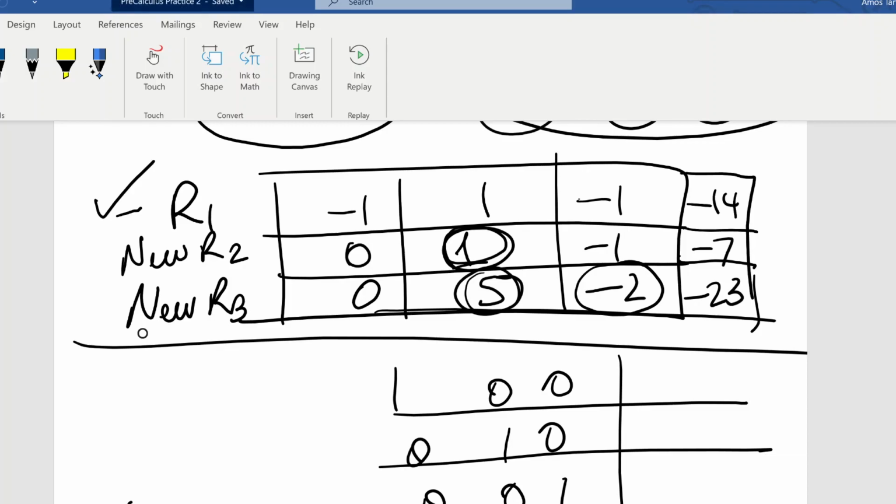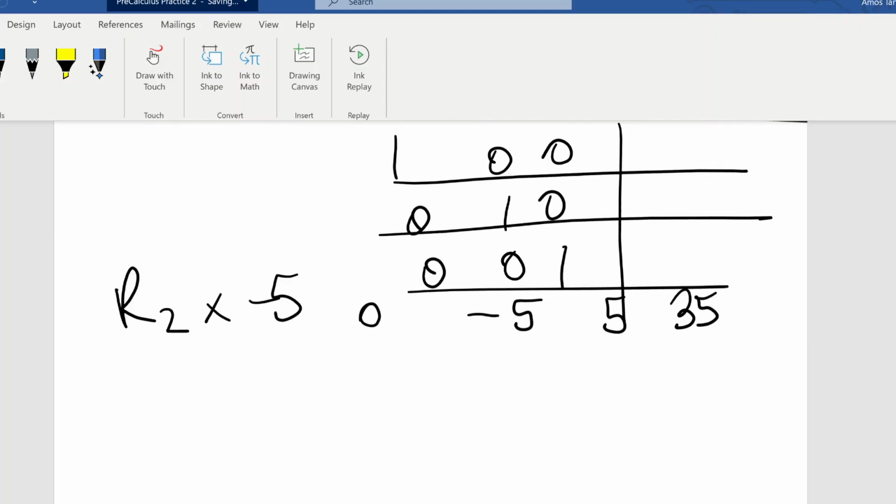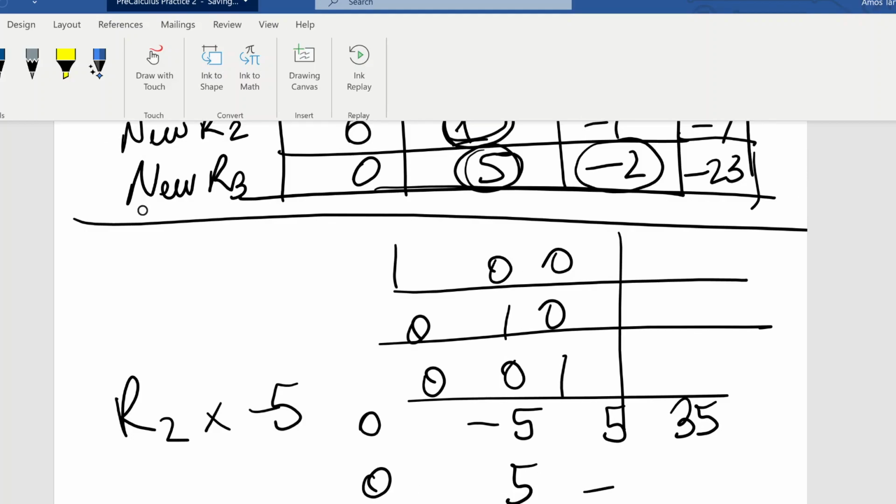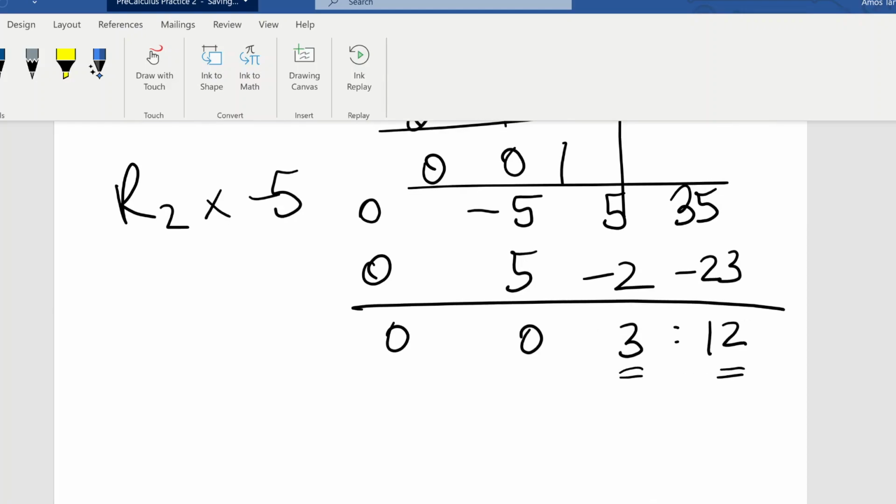So row 2, let's multiply that by negative 5. We're going to have 0, negative 5, positive 5, and multiplying by 5, we're going to have 35. We take this value and add it to row 3, which is 0, 5, negative 2, and negative 23. We're going to add those two together. We're going to have a 12, a 3, a 0 and a 0. Because we have a 3 and a 12, this is now the new row 3.